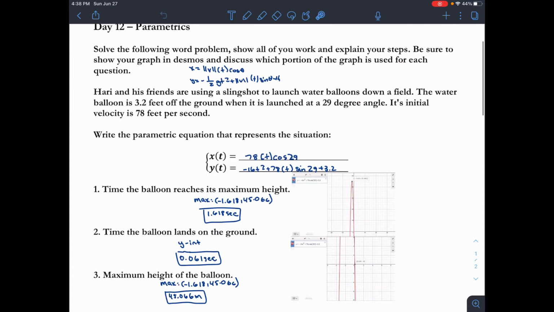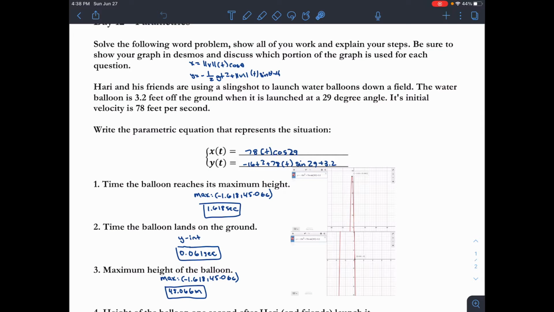Okay, so this is day 12 of the worksheet. First we have: solve the following word problem, show all your work, explain your steps, be sure to show your graph in Desmos and discuss which portion of the graph is used for which question.